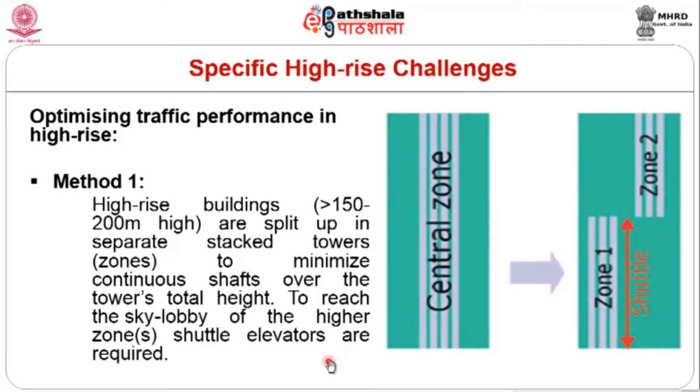There are various challenges in high-rise building design, and here are listed some of them which are very specific. Optimizing traffic performance in high-rise. Method 1: high-rise buildings, that is, greater than 150 to 200 meters high, are split up into separate stacked towers or zones to minimize continuous shafts over the tower's total height. To reach the sky lobby of the higher zone, a shuttle elevator is required.